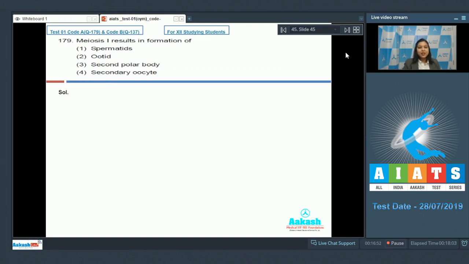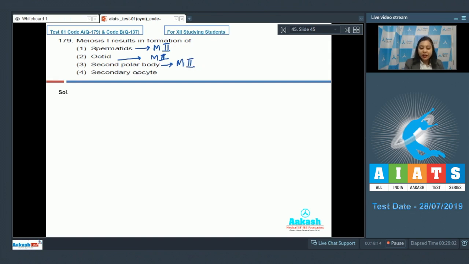Meiosis 1 results in the formation of. Now we know that meiosis 1 will give rise to 2 haploid cells, whereas meiosis 2 is going to give rise to 4 haploid cells. So let's see. Spermatid. Spermatid is the result of not meiosis 1 but meiosis 2. Ootid is the result of meiosis 2, which is completed in the fallopian tube. So second polar body also is the result of meiosis 2.